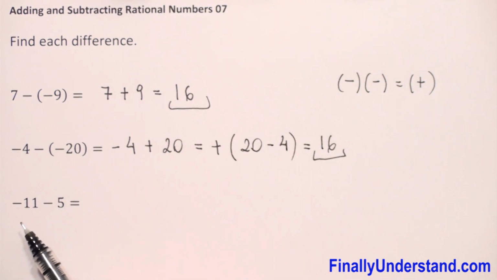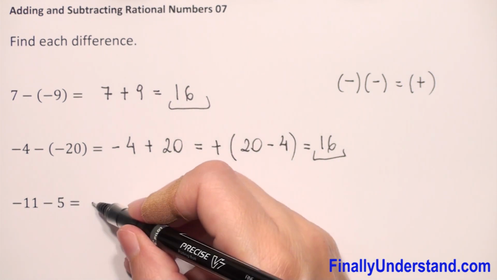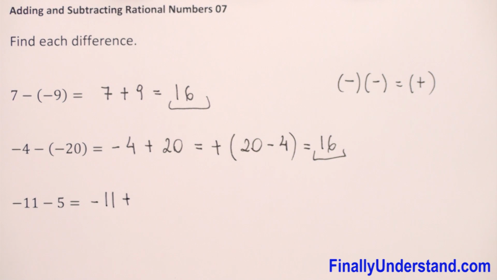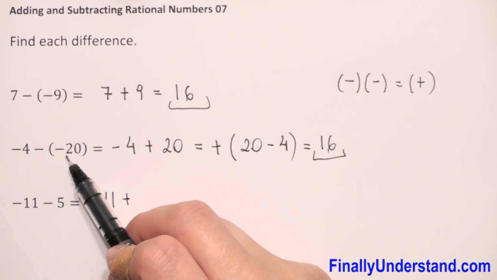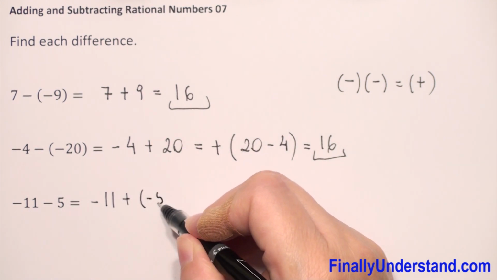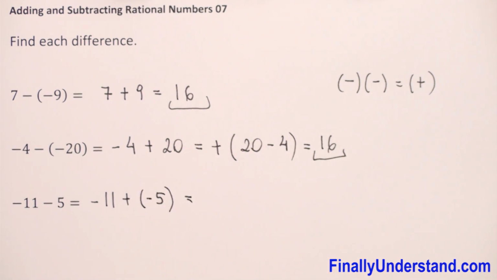Next example, we have subtraction. So again, we change this to addition of the opposite number. So negative 11 we copy, we write plus the opposite of 5, because here we have 5 only, here we have negative. So the opposite of negative 20 is 20. The opposite of 5 is negative 5. So this is equal.